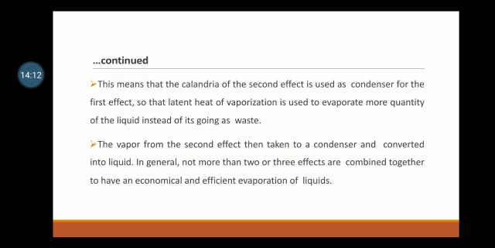This means that the calandria of the second effect is used as a condenser for the first effect so that the latent heat of vaporization is used to evaporate more quantity of the liquid instead of going as waste. The vapor from the second effect is then taken to a condenser and converted into liquid. In general, not more than 2 or 3 effects are combined together to have an economical and efficient evaporation of liquids.